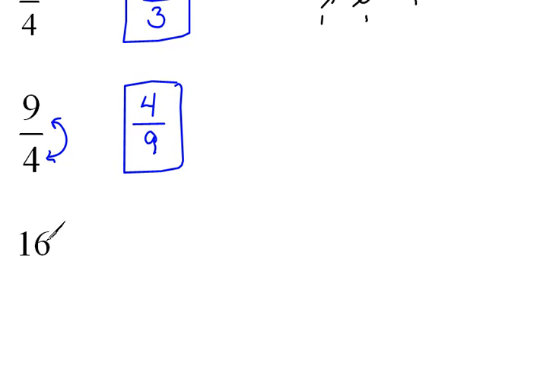Now the last one is a little bit trickier. It says the number 16. Well, it does have a reciprocal, but it may be a little bit more difficult to think about whenever we're talking about a whole number. What we could do is put that whole number over 1. So 16 over 1 is the same thing as saying 16, and then to find the reciprocal, we would flip the fraction over and make it 1 over 16.